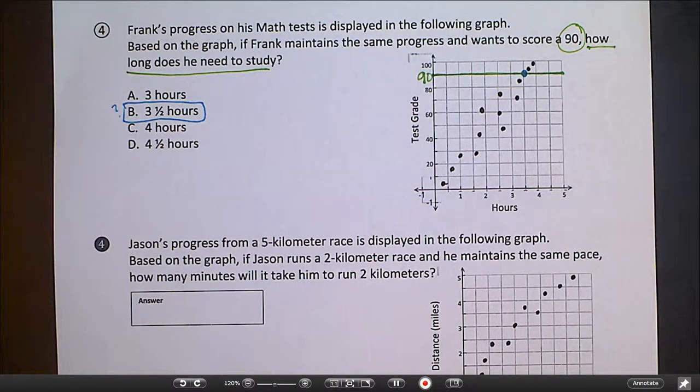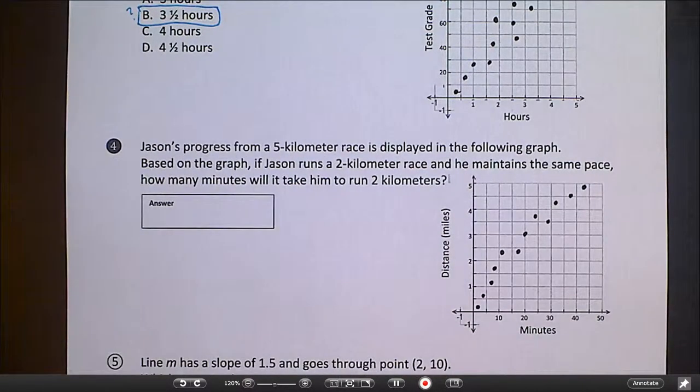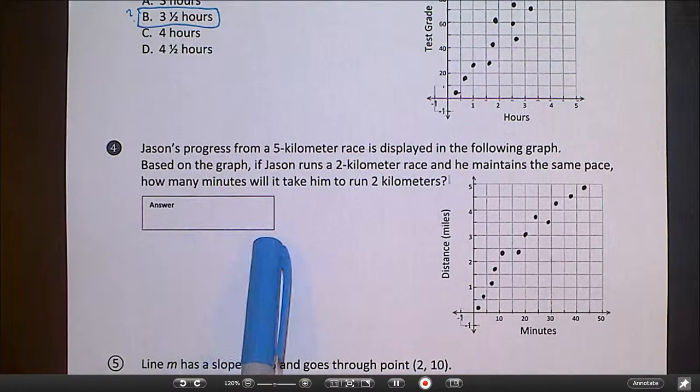On the next question, make sure that you read the question very carefully. It's talking about 2 kilometers. And then you're going to write your answer right here. So make sure that you have units.